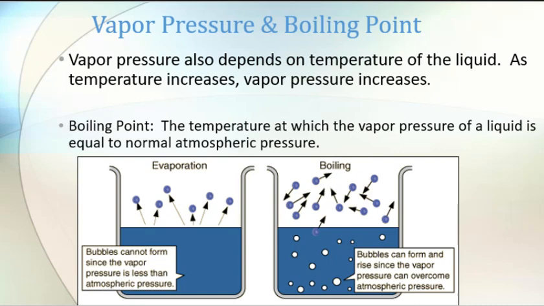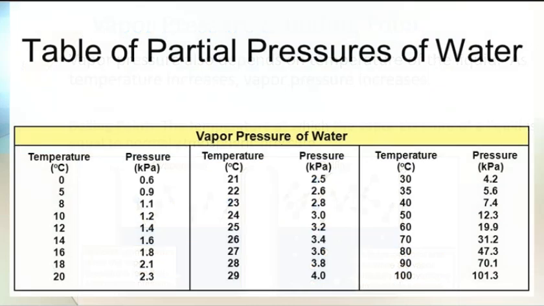So the boiling point is why it's easier to boil something at higher altitude, because the pressure that's on it is less. Very good point. We're going to get to that in just a minute. Correct. All right, so the vapor pressure of water at different temperatures, okay?